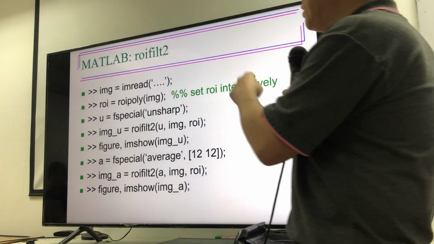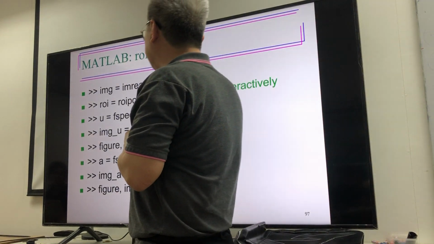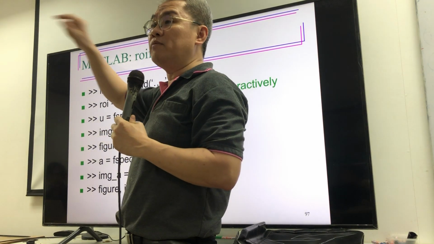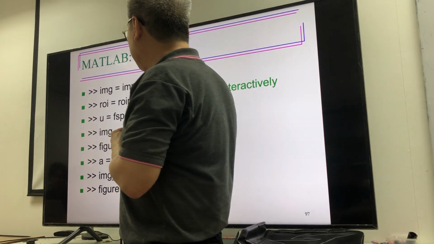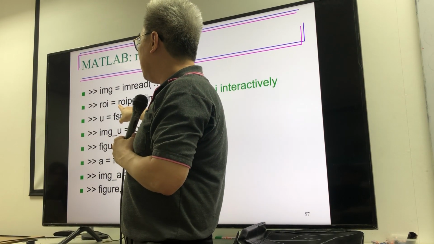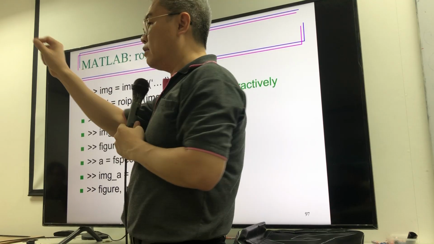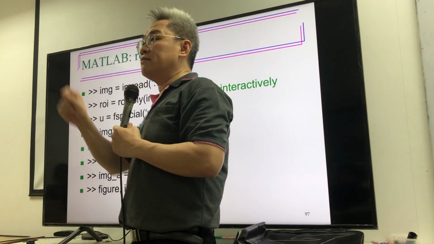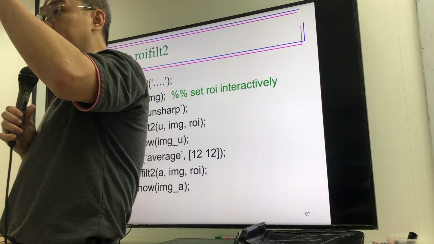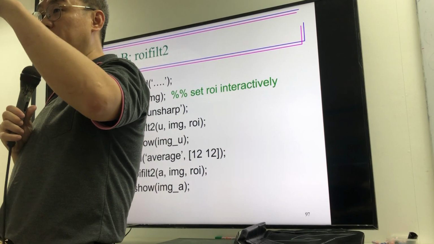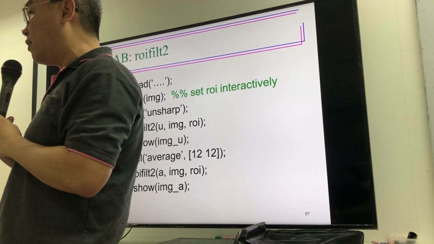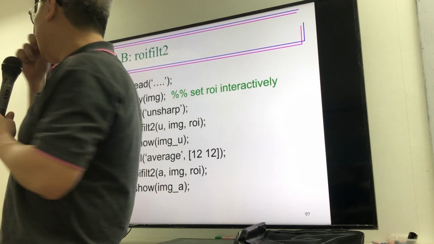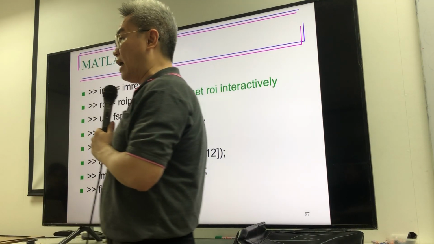For example here, you read an image, cameraman.tif, and then we specify roipoly with your mouse clicks. What I want you to do is click on the camera part of the cameraman. Click four points around the camera parts: 1, 2, 3, and at the last point you double click. That's how you get the ROI.